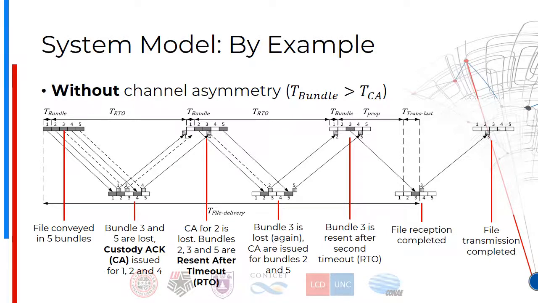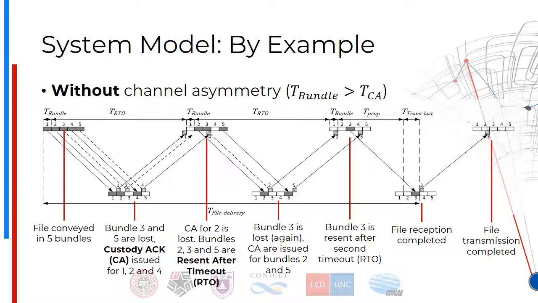The sender node will be transmitting again all the bundles that are supposed not to have arrived in the first attempt. And these are bundles basically 2, 3, and 5 again. So we see that in this example, bundle 3 is lost again on the way. So then the node is going to issue ACK for bundle 2 and 5 only.